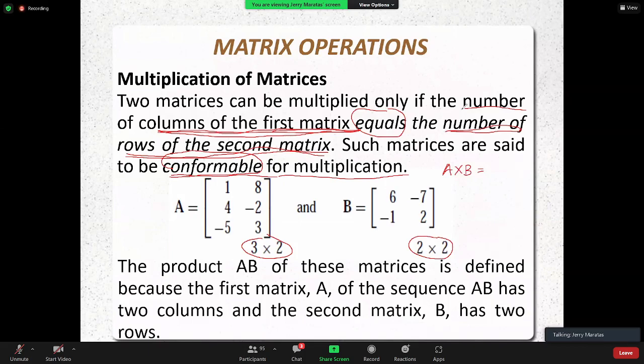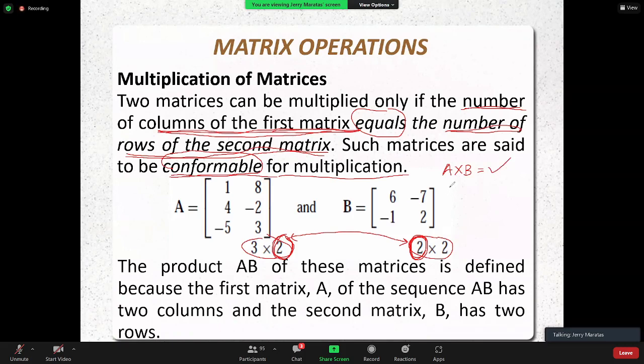What is conformability? The number of columns of the first matrix must be equal to the number of rows of the second matrix. What's the number of rows of the second matrix? 2 rows. Are they equal? Yes, they are equal. So that means they are conformable, meaning I can multiply these two matrices.